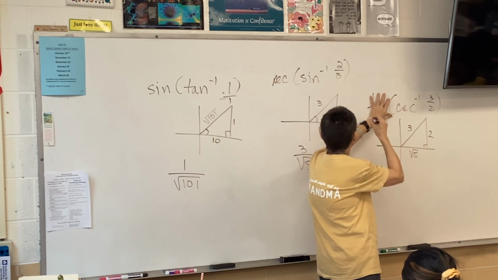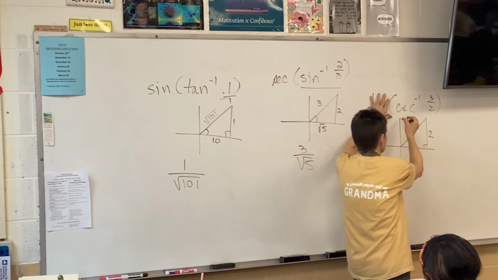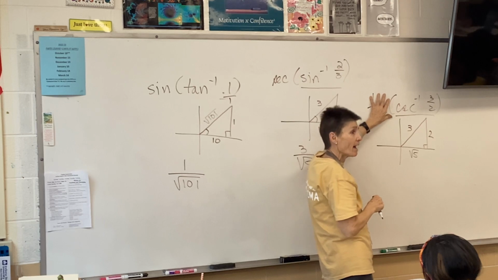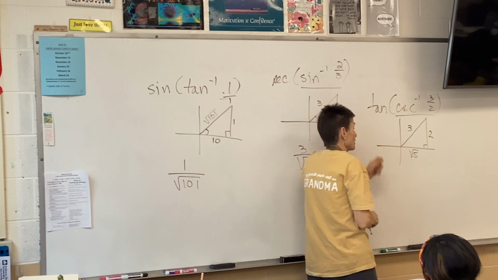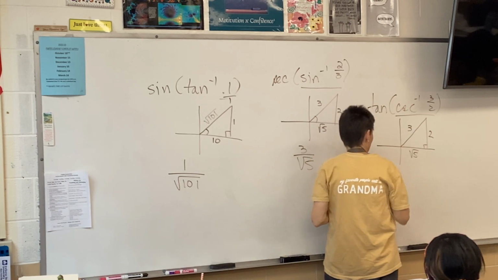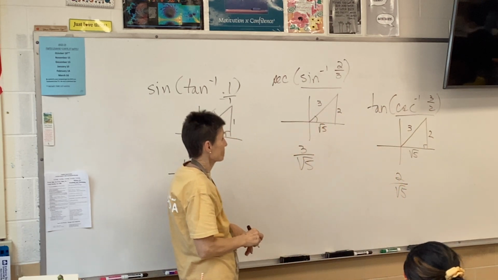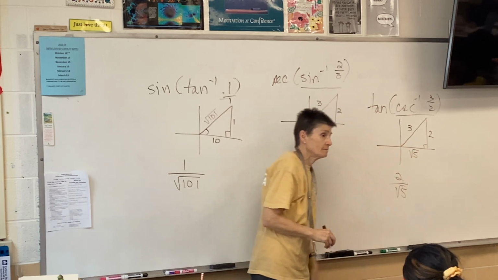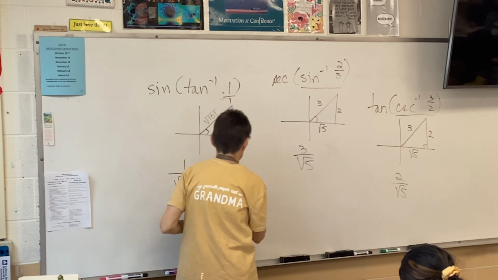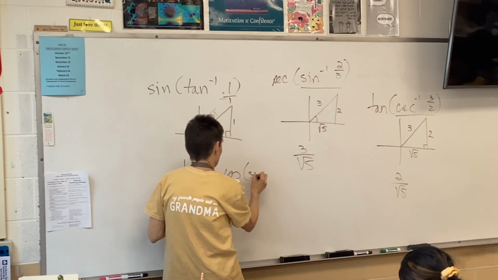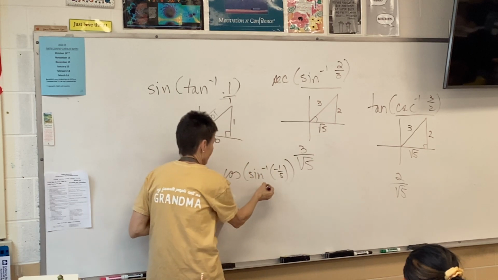Wait a second, does it make sense that the angle whose sine is 2/3 is the same as the angle whose cosecant is 3/2? Yeah, that makes perfectly good sense. These two triangles are the same. What's the tangent? 2 over root 5? I want opposite over adjacent. We'll leave all these up here because we're going to check them on our calculator.